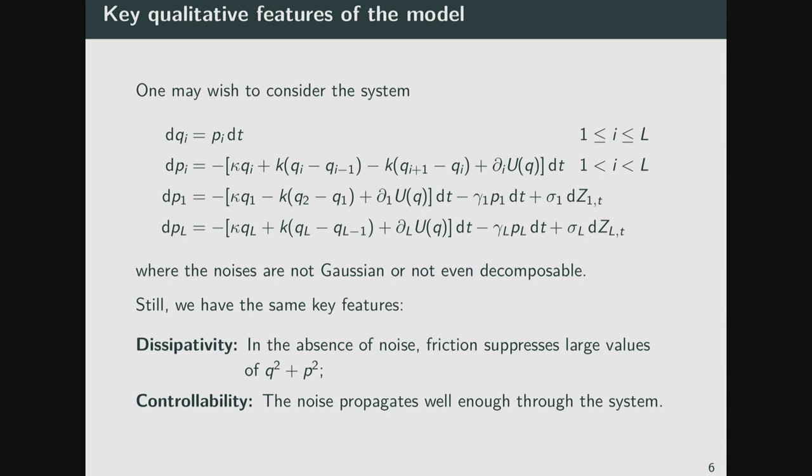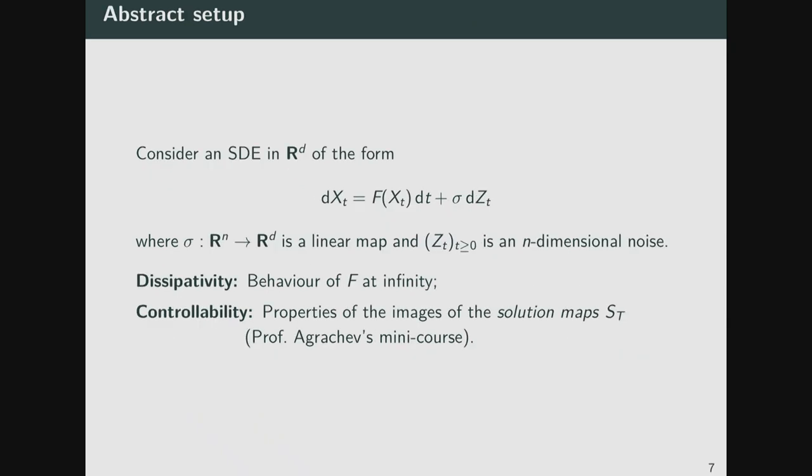I'll make precise conditions. So as I said, the real abstract setup is this. I have an SDE. The noise is injected from a small dimension to a big dimension by some linear map. I'm going to make dissipative assumptions, which are behavior about f at infinity. I want it to point inwards. And I'll make assumptions on the properties of the images of the solution map and its derivatives in the noise, right? So that's really the same notion as controllability that we had in the mini course. Okay?